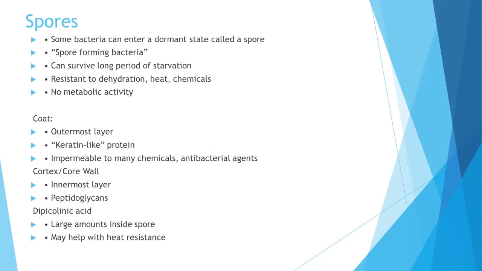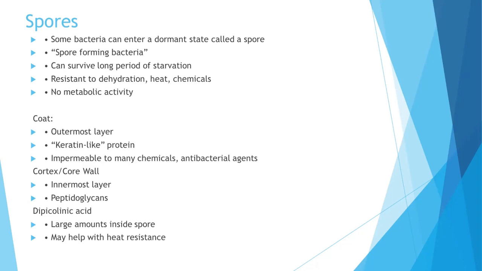Let's talk about spores. Now, some bacteria can enter a dormant state called a spore, and they are then called spore-forming bacteria. They can survive for a long period of starvation, and these spores are resistant to dehydration, heat, and chemicals, but they do not have any sort of metabolic activity.